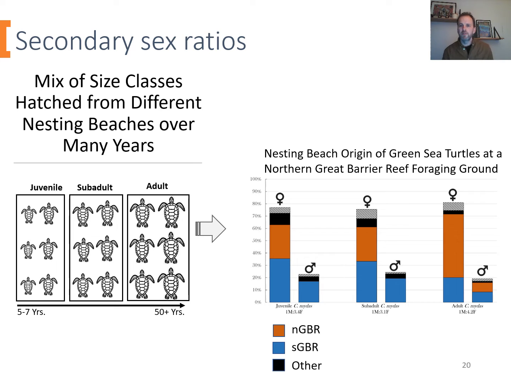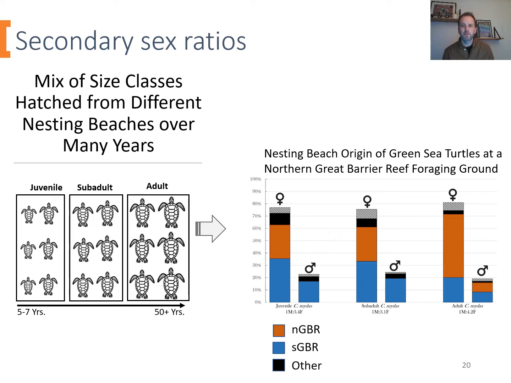So when we work in feeding grounds, we often find a mix of turtles of different life stages. So these turtles represent different cohorts or different generations of turtles. So the secondary sex ratios that we see at foraging grounds can give us information on the mix of immature and adult turtles that have been hatched from different nesting beaches over many years.